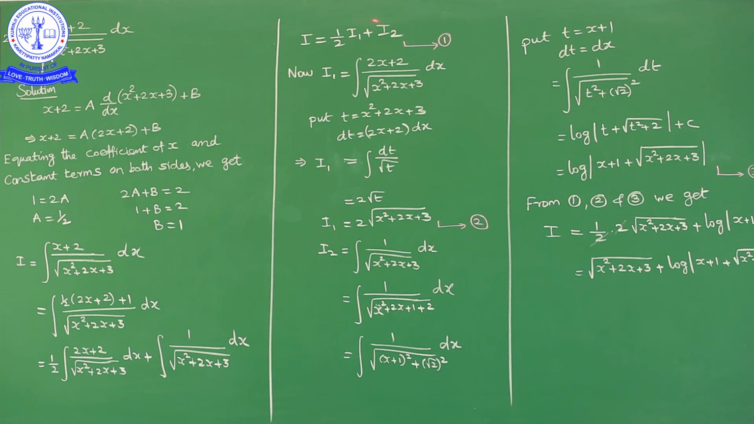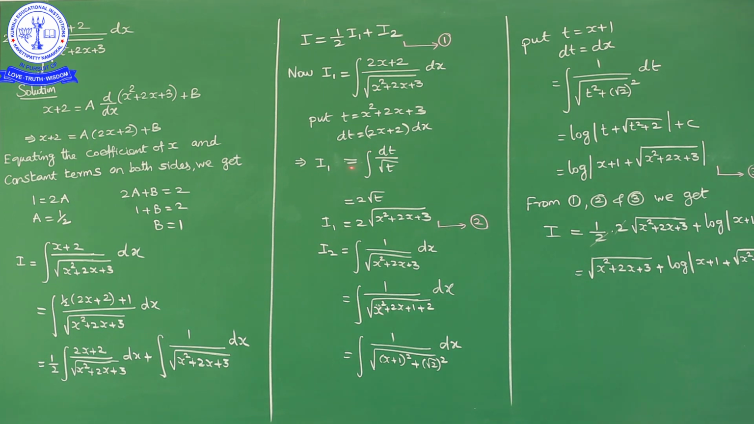So I1 is equal to integral of 2x plus 2 upon square root of x square plus 2x plus 3 dx. X square plus 2x plus 3 I will consider as t. dt is equal to what? 2x plus 2 dx. So the numerator, entire 2x plus 2 dx, becomes dt, and the denominator is root t. So I1 reduces to integral 1 upon root t dt. Integral 1 upon root t is 2 root t. And root t is root of x square plus 2x plus 3. Mark this as 2.